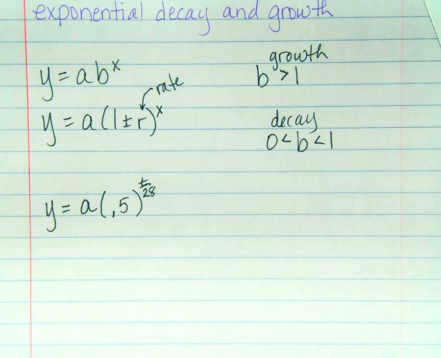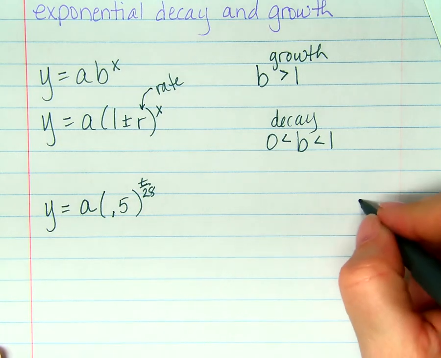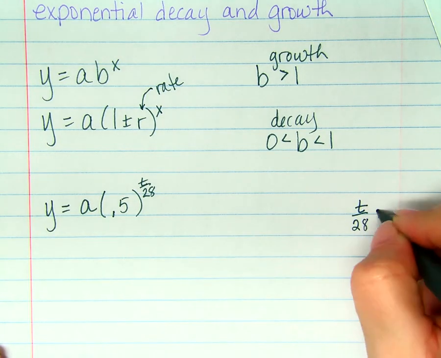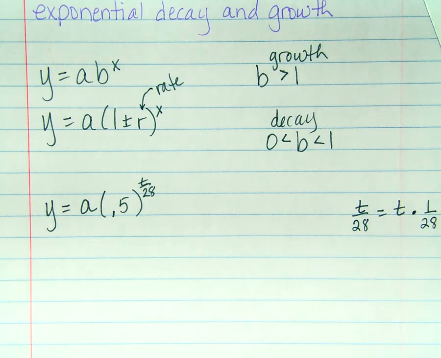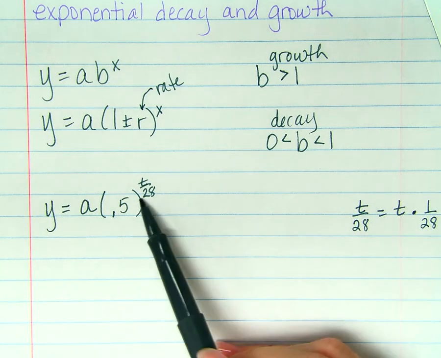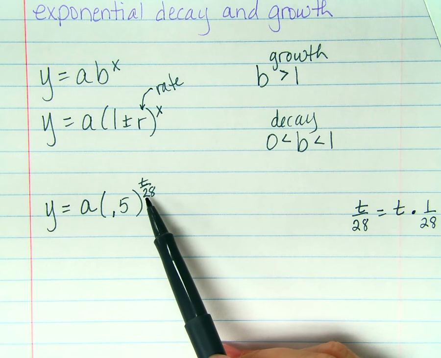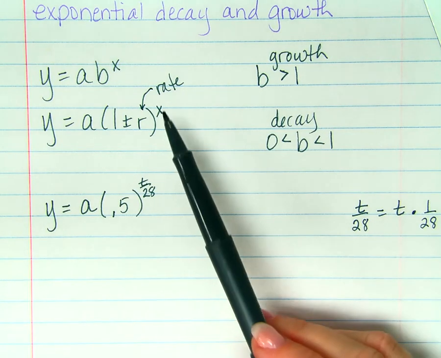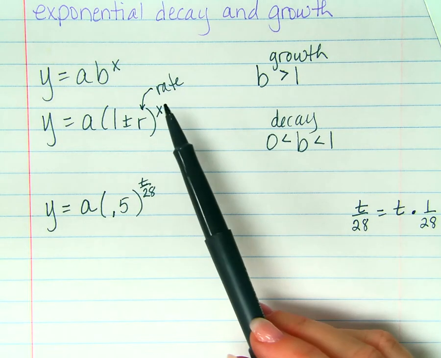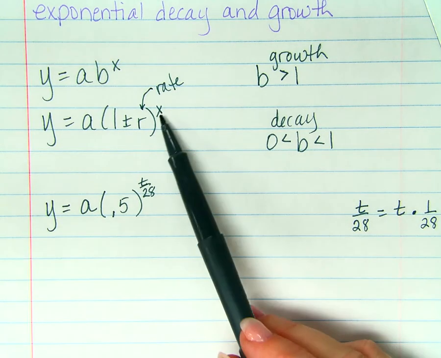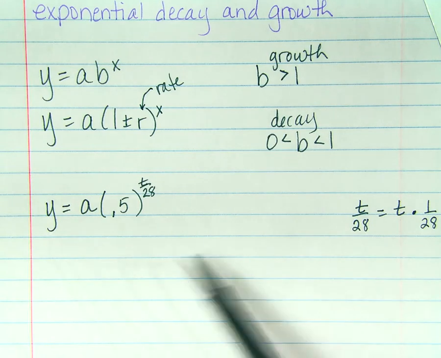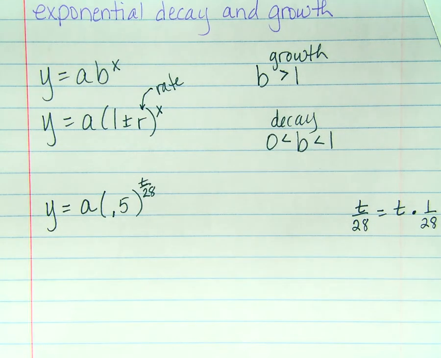Now, is t over 28 the same thing as t times 1 over 28? Yes? Okay. Which means what I want to do here is get rid of this 28. Why in the world would I want to get rid of the 28? I don't want anything with the t up there. I just want the t up there. If just the t is up there, that'll help me a lot with this. So I've really got to get rid of that 28.